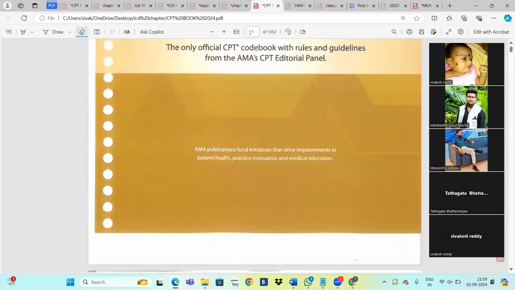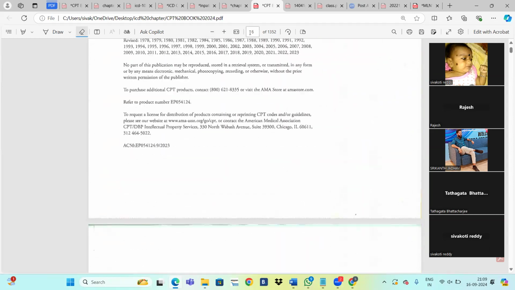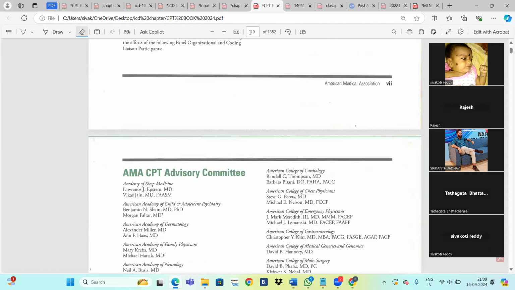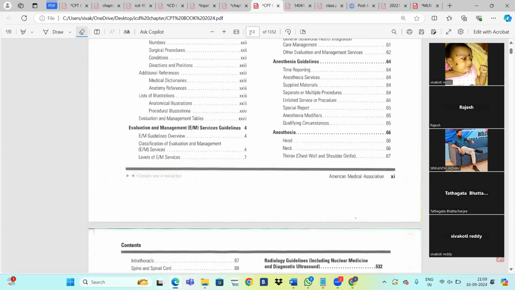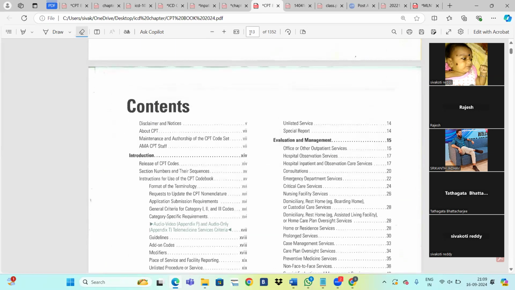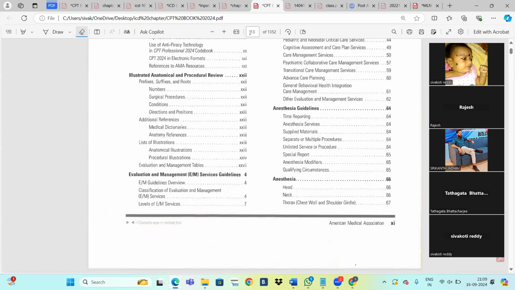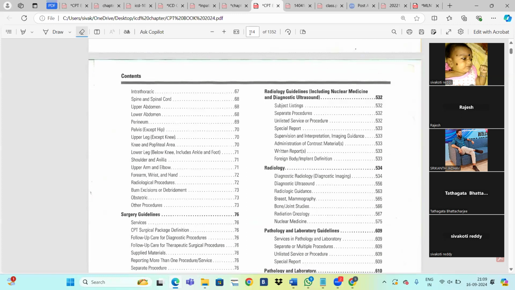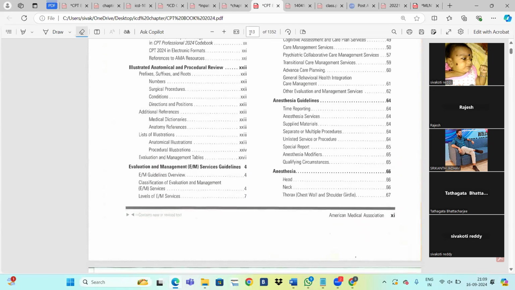For any book, first you need to check the table of contents. Table of contents is important, which means on what page what you will get. Which page, what they mentioned, that's important for us. How the book page numbers are arranged and what you will find on each page, we can discuss now. The CPT book starts with evaluation and management service codes.